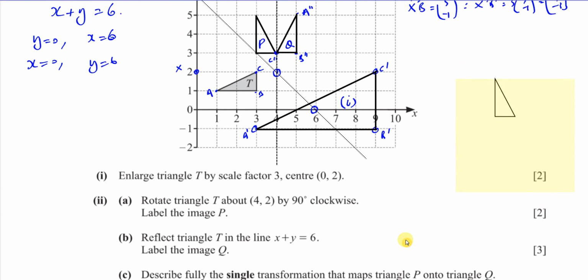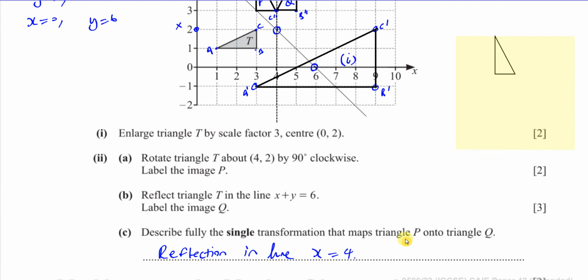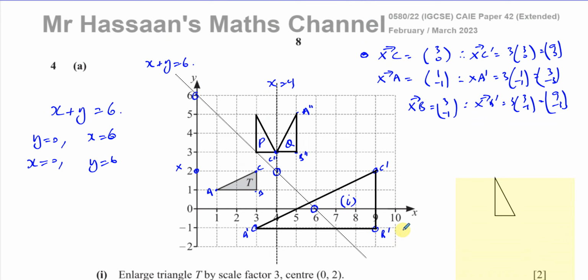Part B is all about vectors, so I'm going to keep this as a separate question. So this is a question all about transformations.